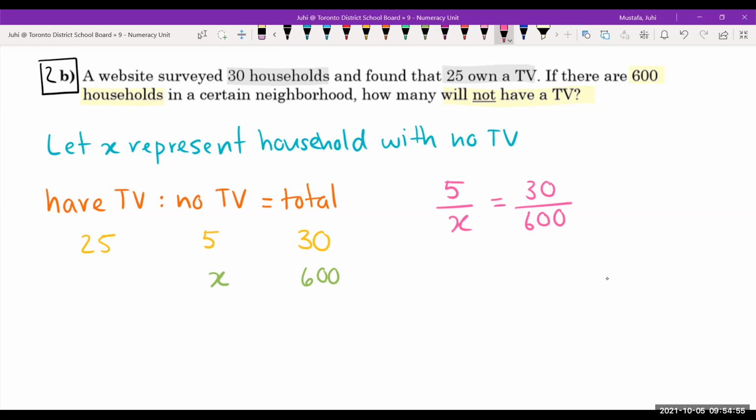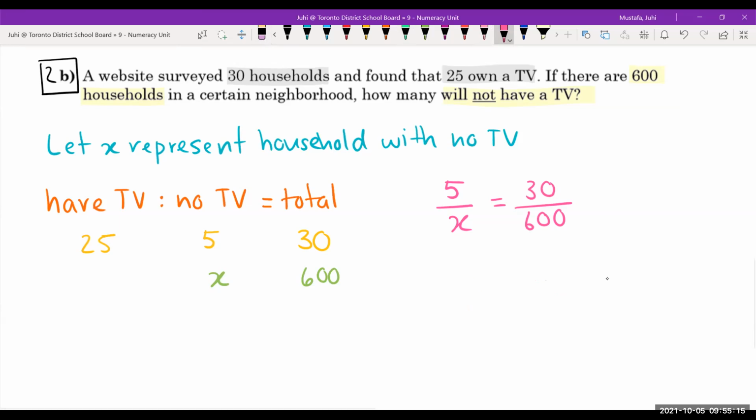If you wanted, you could switch the 5 and our X. You could write X over 5. However, what would you have to make this? You would have to make it 600 over 30. You're absolutely allowed to do that. If you choose to do that, you definitely can. I like to keep things a little bit easy and I just like to write exactly as I see it.